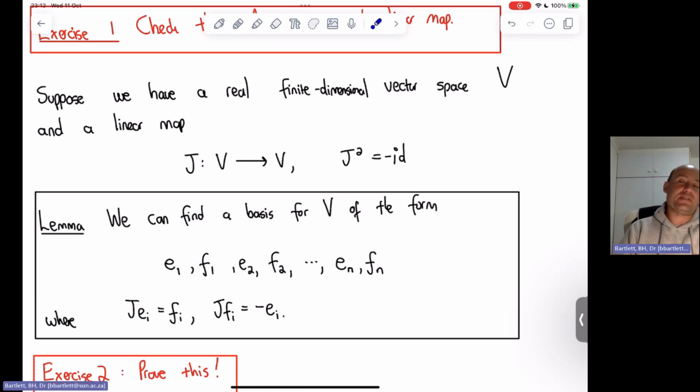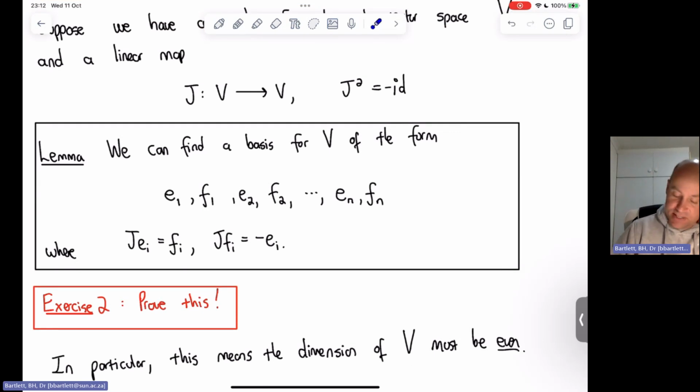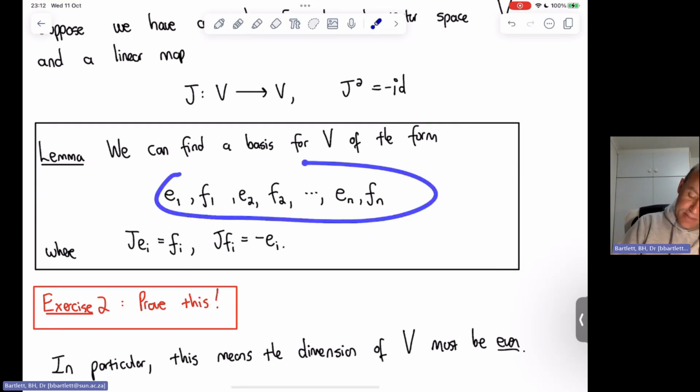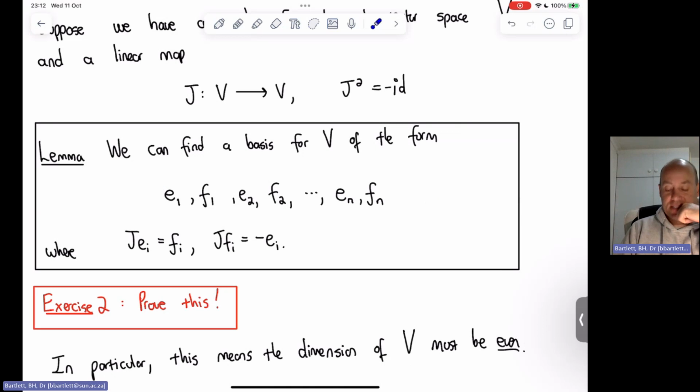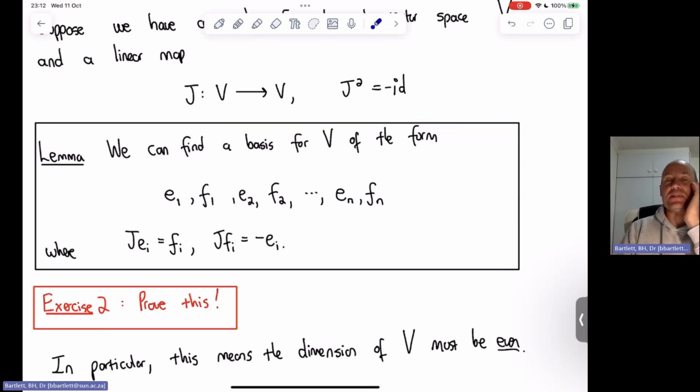Sort of prove it by induction, right? But exercise: prove this, all right? So in particular, this means that the dimension of V is going to have to be even, see, because there's an even amount of vectors in the basis. So if your vector space is going to support a linear operator which squares to minus the identity, then its dimension is going to have to be even.